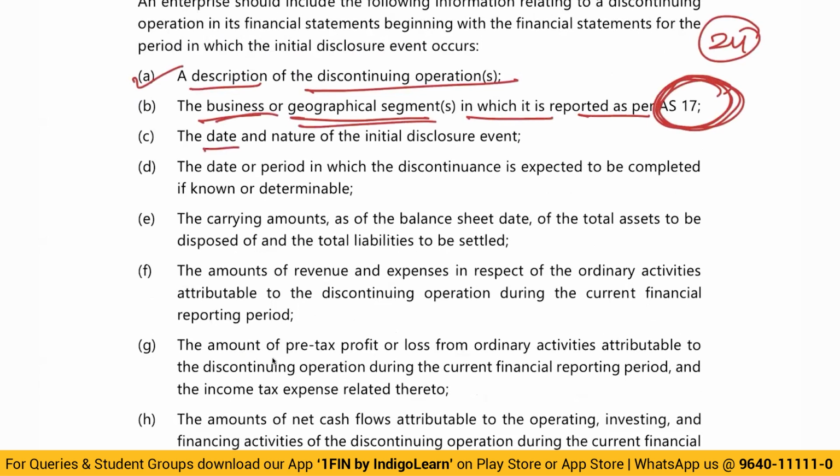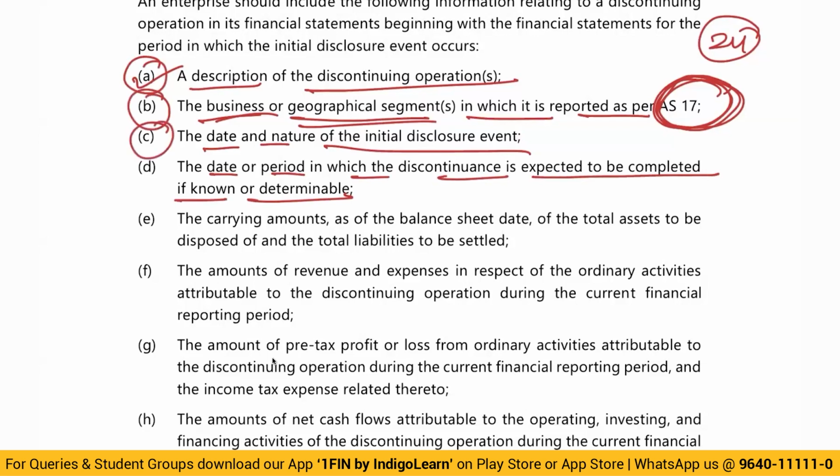Third, date and nature of the initial disclosure event. When did this initial disclosure event occur and what is the nature? So it could be an agreement, it could be an announcement by the board of directors. The date or period in which the discontinuance is expected to be completed, if known or determinable. By when are we planning to complete? So what is the discontinuance? Which business and geographical segment? What is the date of the initial disclosure event? By which date are we going to complete?